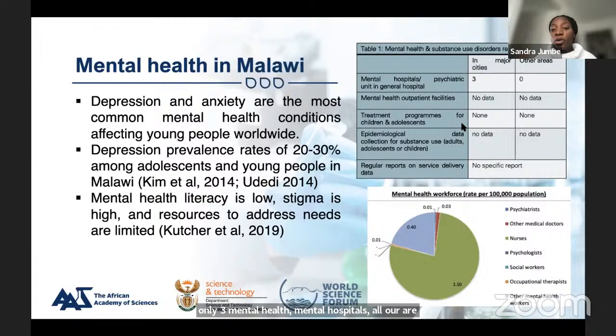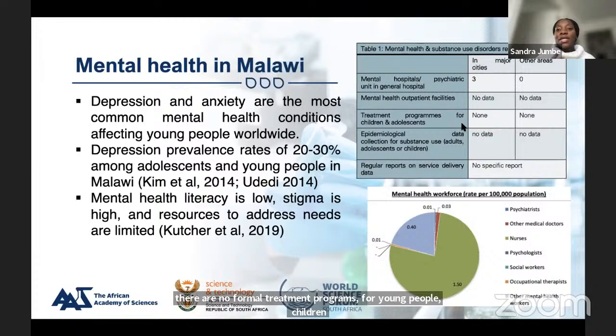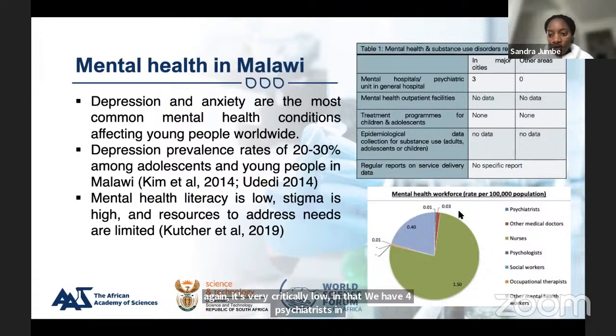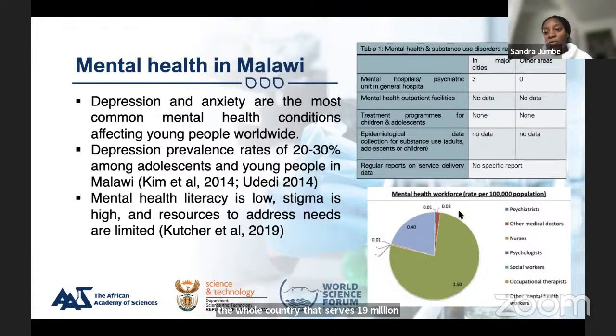There are no formal treatment programs for young people, children, adolescents, etc. And when we look at data that's being collected around mental health and related issues like substance use, there isn't really much being collected. And when we look at the mental health workforce, again, it's very critically low, in that we have 4 psychiatrists in the whole country that serves 19 million people. And the most prominent mental health workforce you'll find there are mental health nurses, but even for that, you have about 1 nurse to 100,000 people within the population.